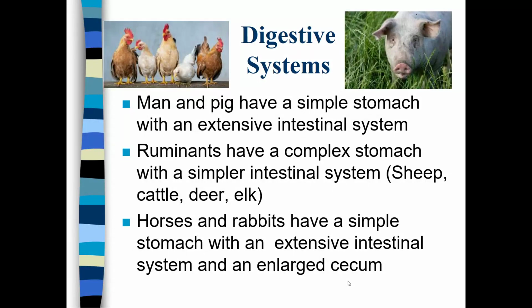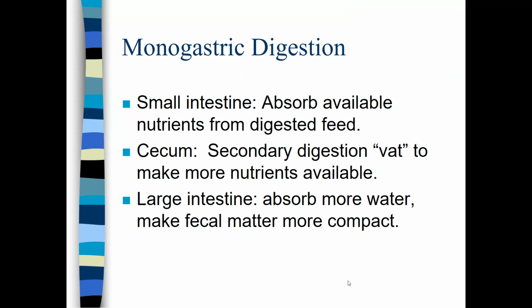And then finally, we have a modified monogastric, which can include horses and rabbits. Pretty simple stomach and an extensive intestinal system. And in between the large and small intestine, this enlarged cecum, which acts as an additional digestive vat. So they also can eke out that nutrition from roughages. I didn't put avian on here because I think we all understand that bird digestive systems are in birds. I guess I did put it on there.